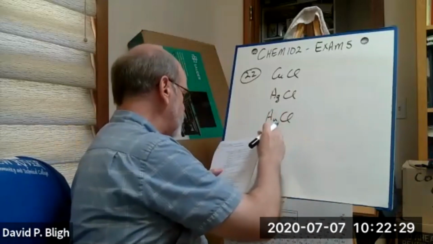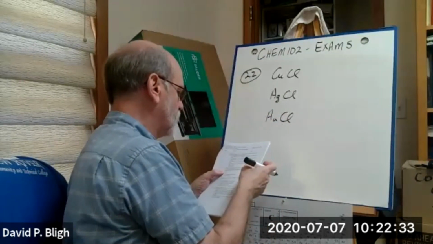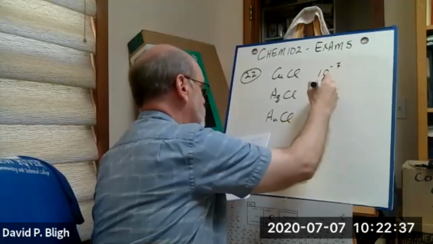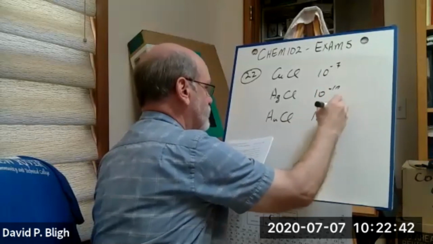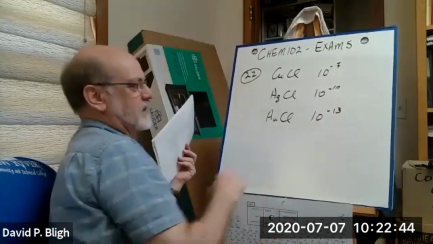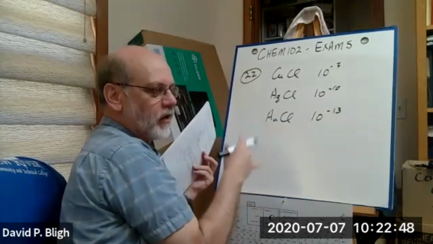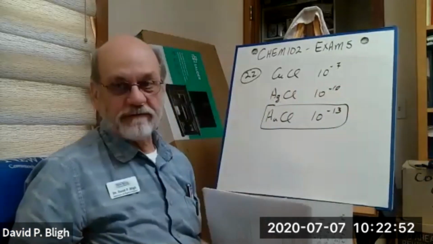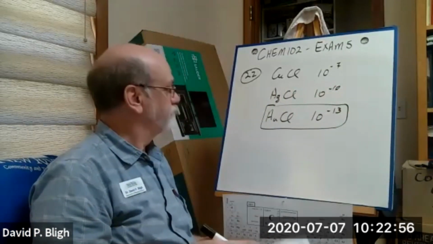So the KSP for, let's see, copper, silver, gold, yeah, they're in order. This is 10 to the minus 7th, this is 10 to the minus 10, and this is 10 to the minus 13. So this is the least soluble, and as you add chloride ions, that one comes out first. Okay.